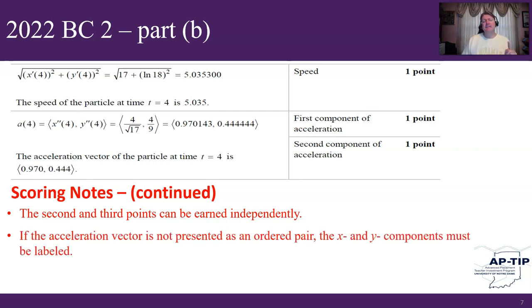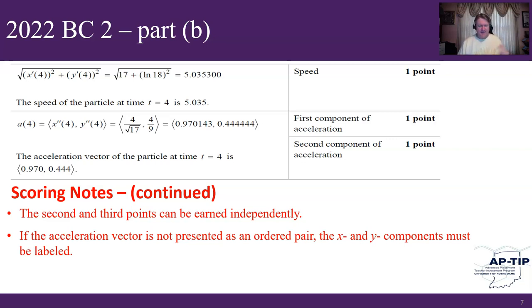Next, if the acceleration vector is not presented as an ordered pair, the x and y components must be labeled. Oftentimes students may not use the vector bracket notation, the angular brackets. We're going to understand in context that the student is referring to a vector, and so using parentheses as their grouping symbols around that particular pairing is going to be acceptable. Maybe it's not the best way to communicate it, and as teachers we can always implore our students to try to use proper vector notation, but we're going to overlook that on the AP exam.